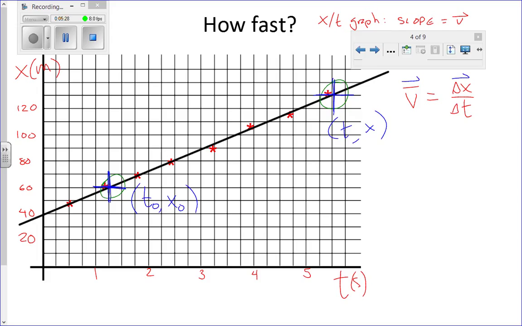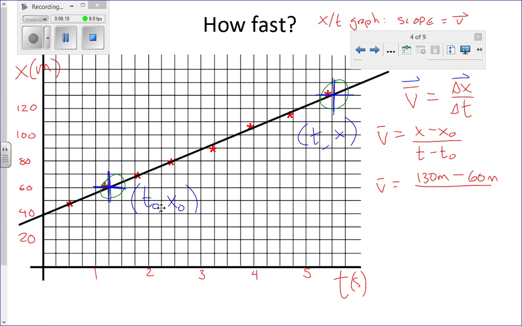Now, if we're going to do this carefully and thoroughly, I would say that the change in any quantity is final value minus initial value. So the final value of position is 130. Initial value is 60. Agreed?